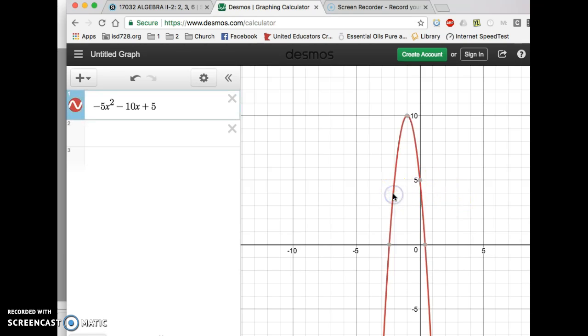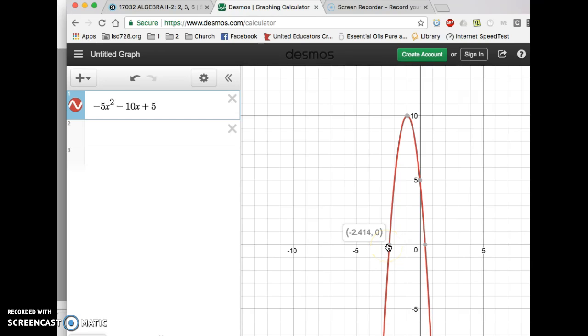Now if I click on the graph, I'll notice all kinds of things. Right here it gives me the vertex, which is (-1, 10). This point here is our y-intercept, where we cross the y-axis. This is one of our x-intercepts, and this is another x-intercept.